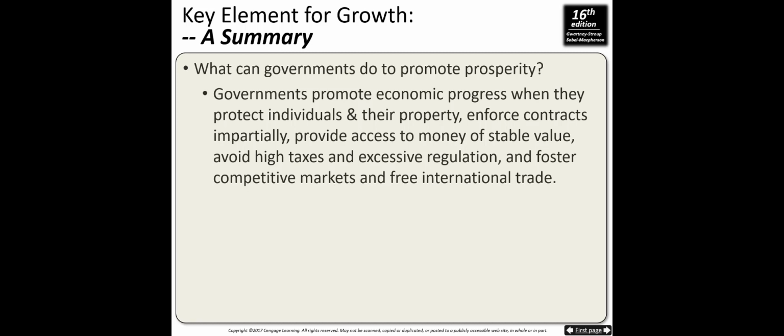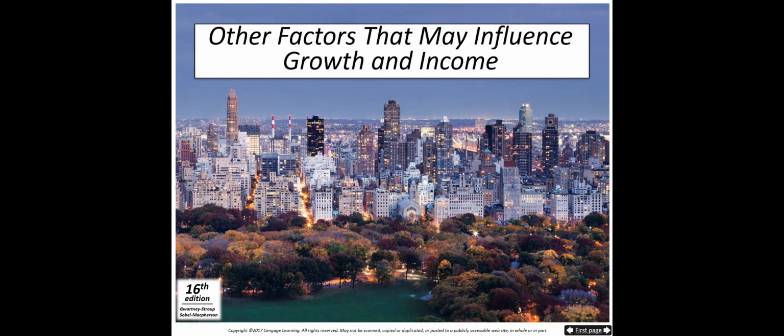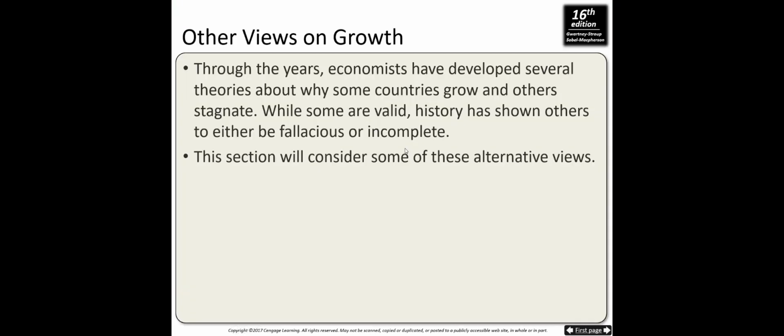Governments promote economic progress when they protect individuals and their property, enforce contracts impartially, provide access to money of stable value, avoid high taxes and excessive regulation, and foster competitive markets and free international trade. How about other factors that may influence growth and income? Let's check other views on growth.